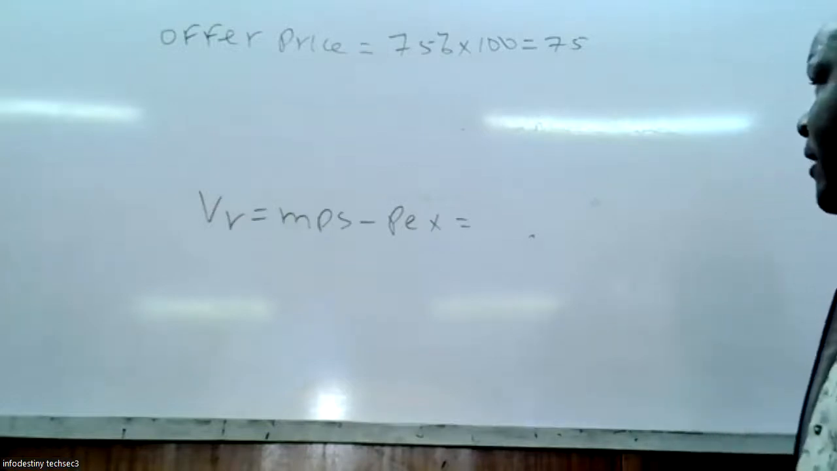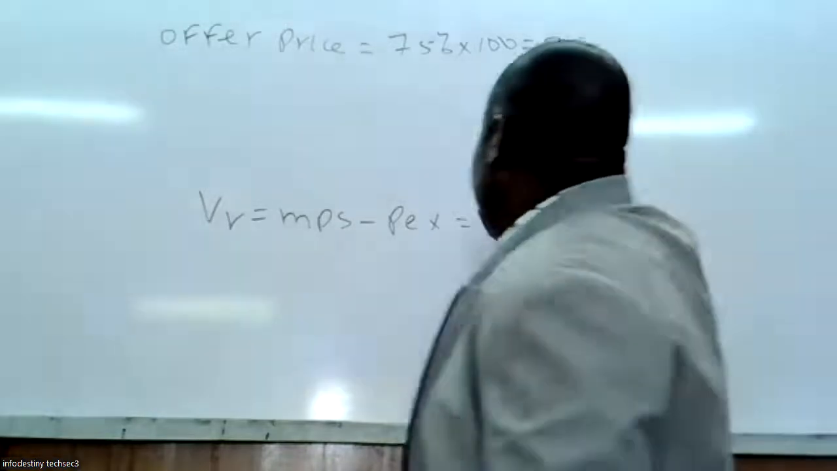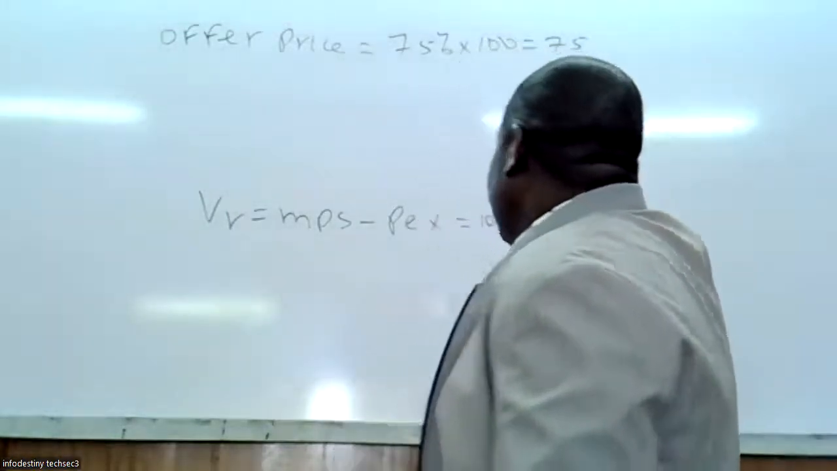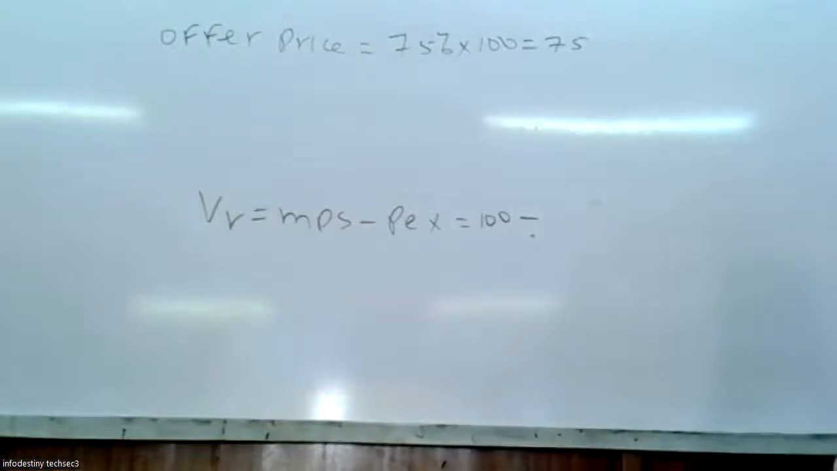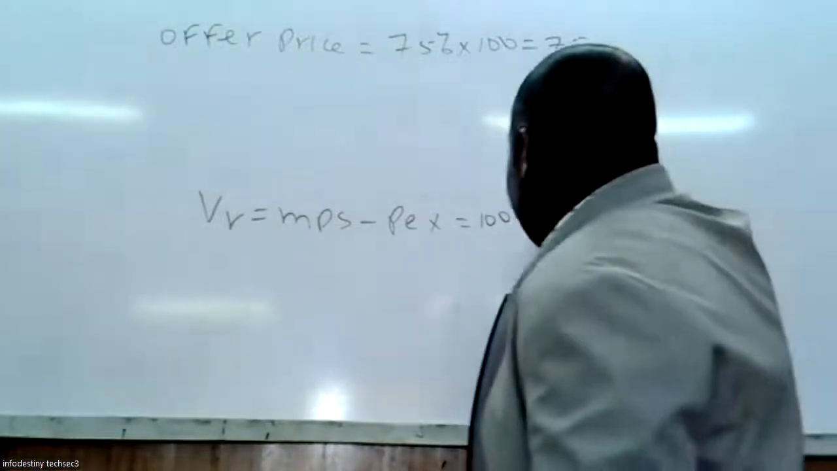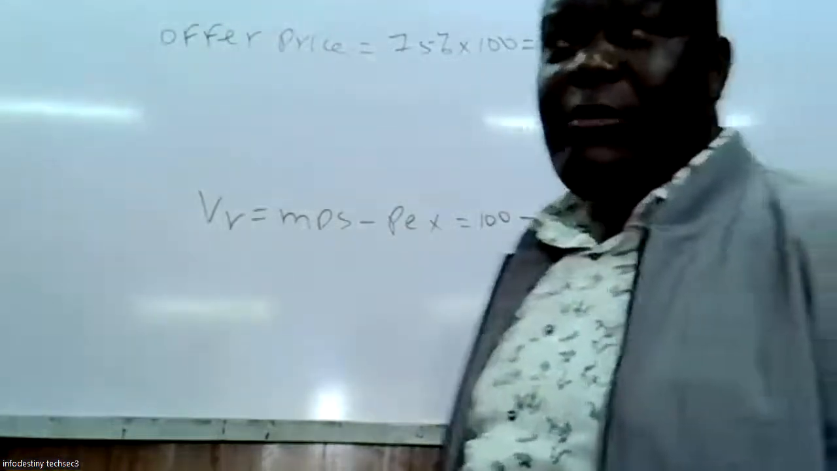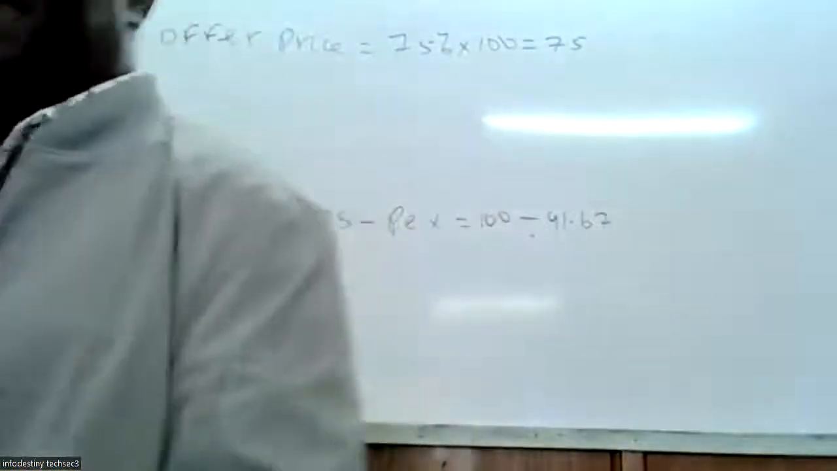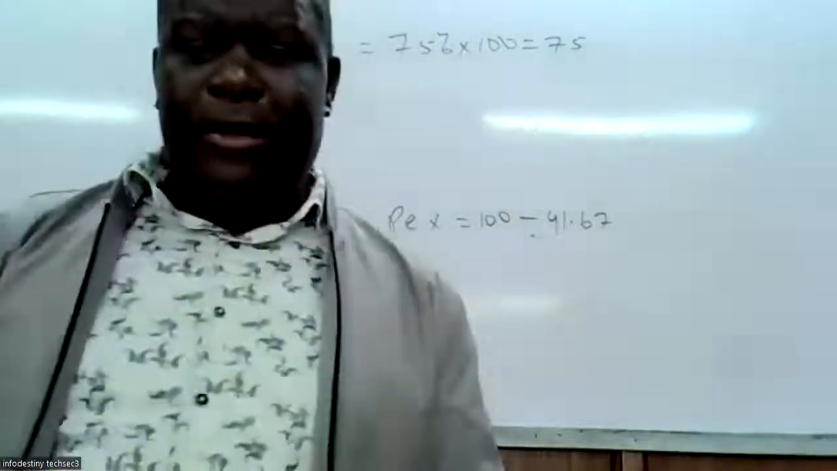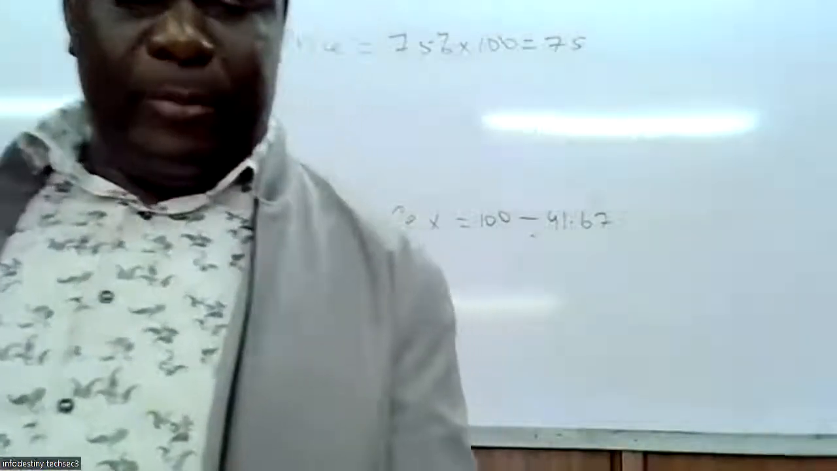Are you able to see the market price per share? It was 100. The theoretical ex-rights price will be 91.67. I would like you to confirm using the other 2 formulas to see whether you get the same. So time is up. We stop there.